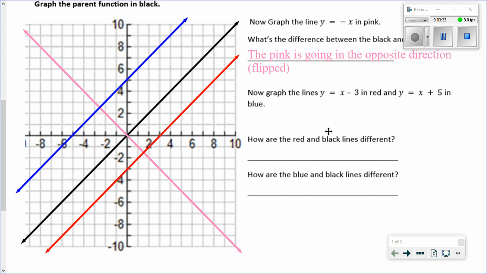So how are the red and black lines different? Well, they have the same slope. The red line's just been moved down 3 units. So it's lower on the graph, and it went down 3 units.